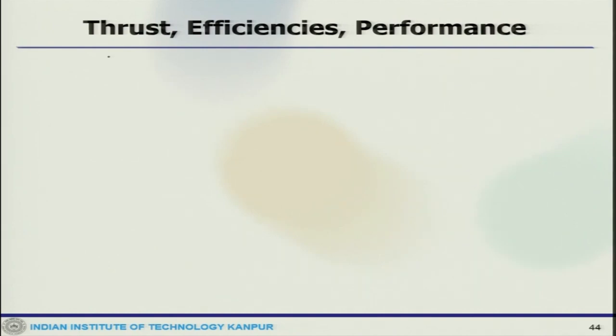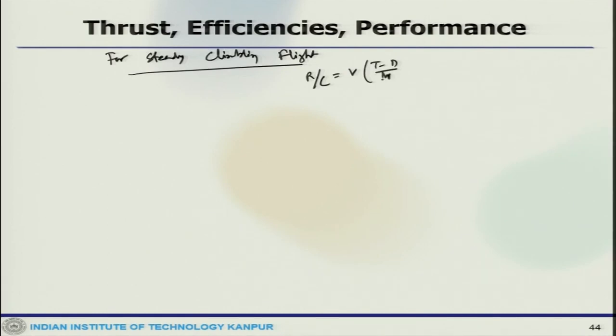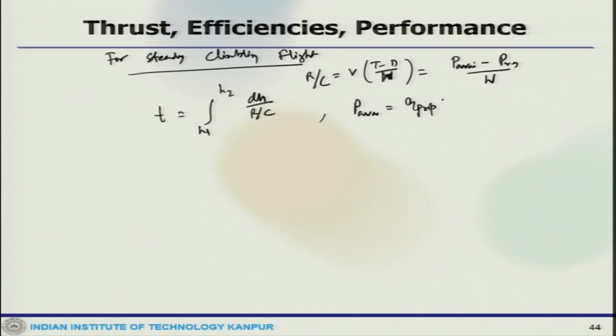So now for steady climbing flight, what we see is that this R by C would be V (T minus D) by W, which is P avail minus P required by W, and the time to climb would be the integral from H1 to H2 of dH by R by C, where P avail is eta, propeller efficiency, into P shaft. For example, P required is D into V.